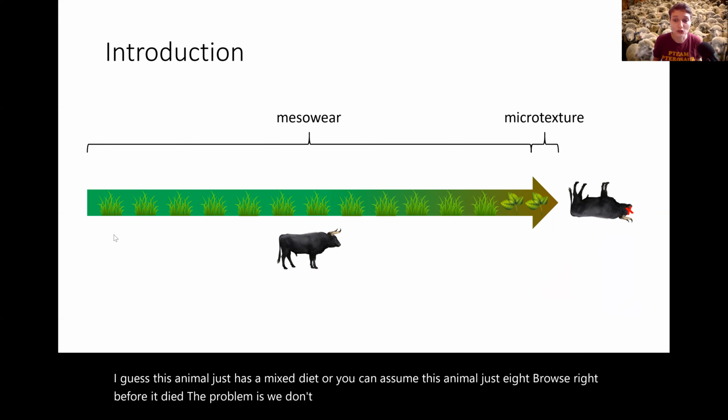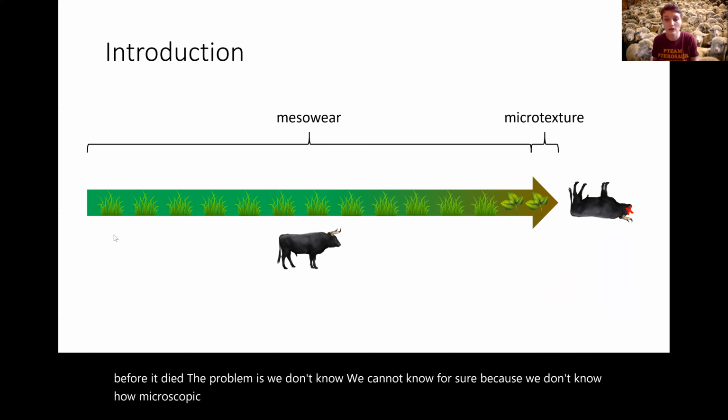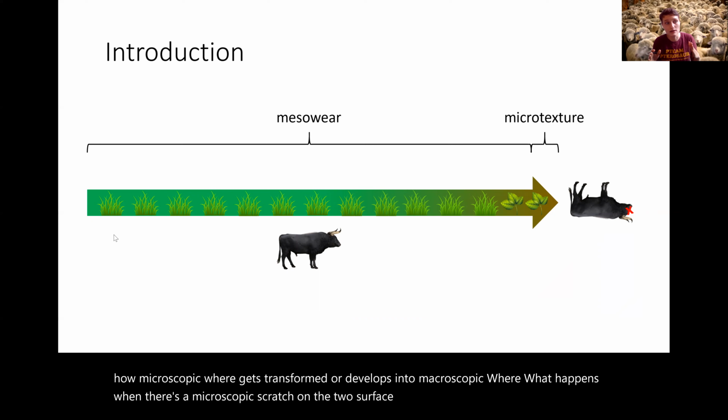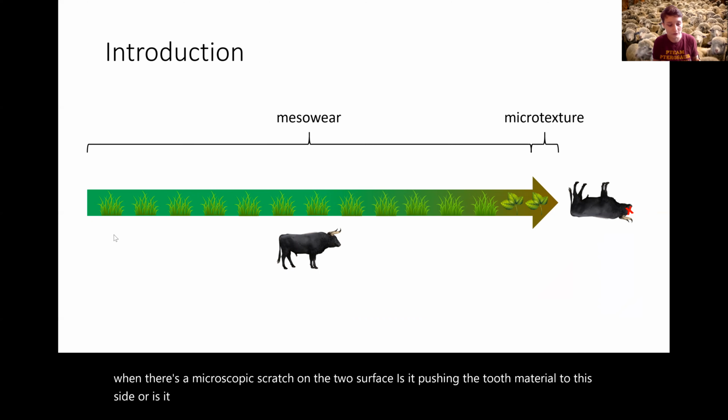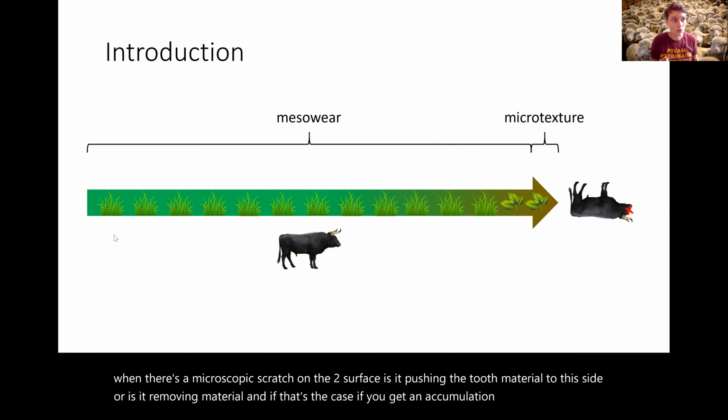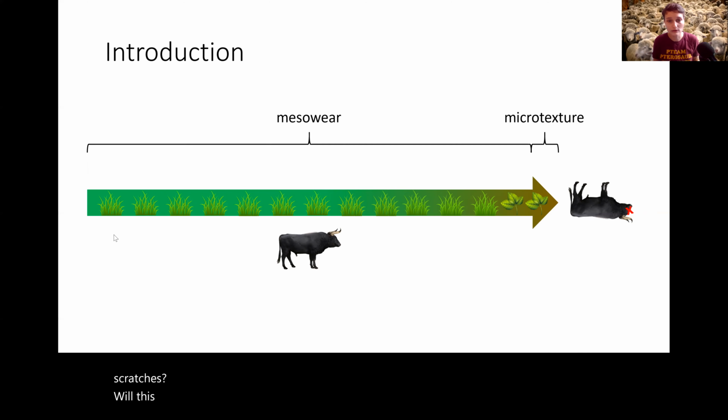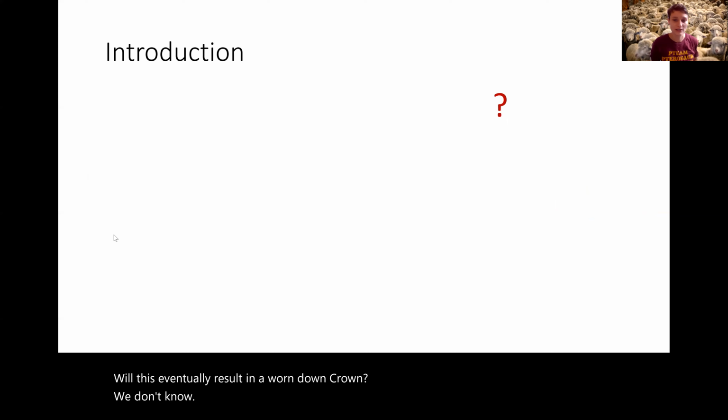We cannot know for sure because we don't know how microscopic wear gets transformed or develops into macroscopic wear. What happens when there's a microscopic scratch on the tooth surface? Is it pushing the tooth material to the side, or is it removing material? And if that's the case, if you get an accumulation of microscopic scratches, will this eventually result in a worn down crown? We don't know. So how do you figure out if microtexture and mesowear are even measuring the same thing?